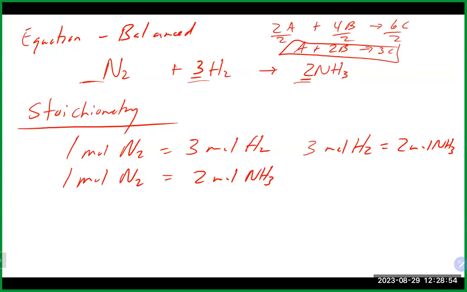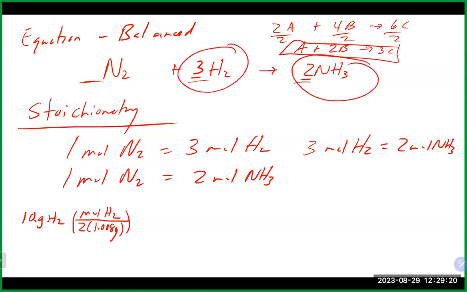Right? So in this case, if we started with 10 grams of H2, and we want to know how many grams of NH3, we would use the molar mass of H2. From the periodic table, that is 2 times hydrogen's molar mass. We would then do a mole to mole relationship between these two. For every 3 moles of H2, we get 2 moles of NH3. And if I stop right at this point, the grams of H2 will cancel, the moles of H2 will cancel.